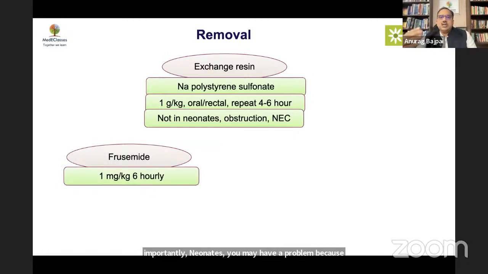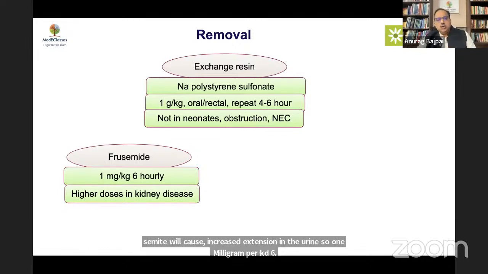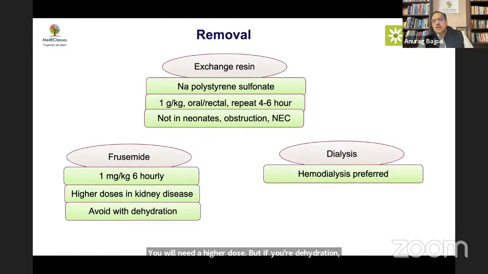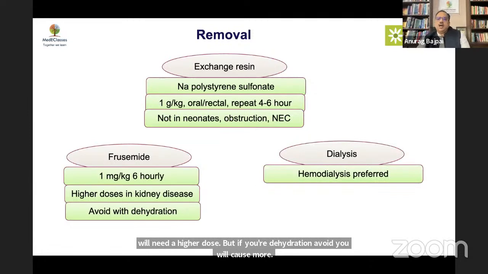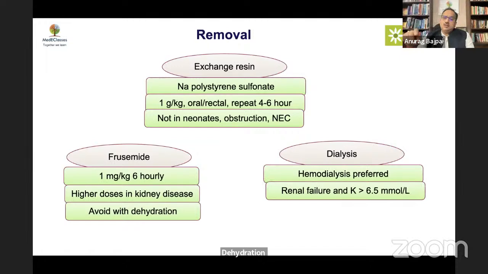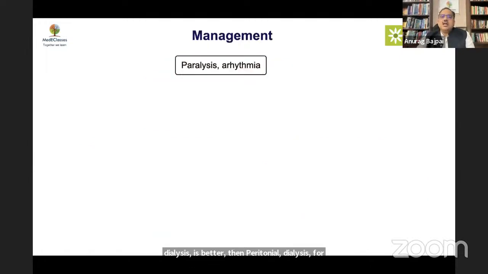Furosemide will cause increased excretion in the urine. So 1 milligram per kg 6 hourly is effective. Somebody who has a renal disease will have resistance. You will need a higher dose. But if there is dehydration, avoid it, you will cause more dehydration. Dialysis, finally, is the final mode, and hemodialysis is better than peritoneal dialysis for potassium excretion. If there is renal failure with potassium more than 6.5, go for dialysis in that regard.